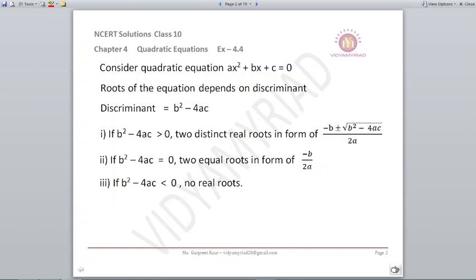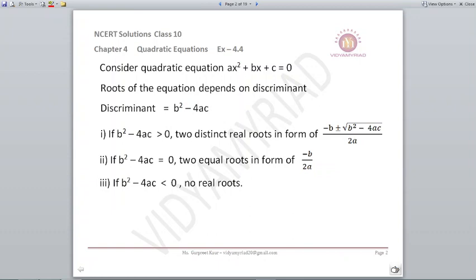Now we know that a quadratic equation is in the form of ax square plus bx plus c is equal to 0. So when we know this, we can find the value of the discriminant by the formula b square minus 4ac. Now when we get the value of this, we can find out what type of roots the equation will have. If the value of b square minus 4ac is greater than 0, it means it will have two distinct real roots, and we can find those real roots with the help of the middle term splitting method or with the help of the quadratic formula.